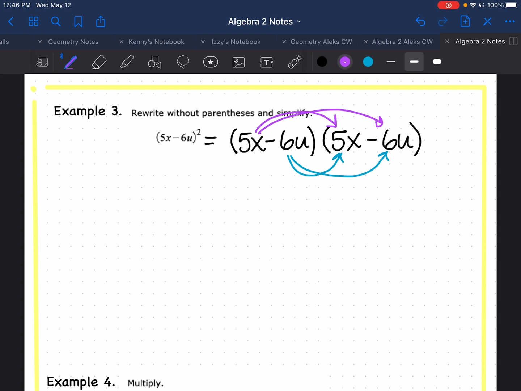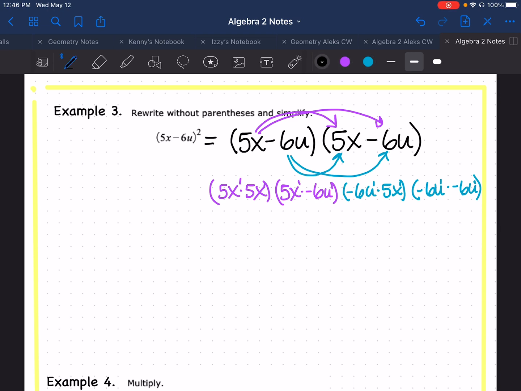So the first purple would be 5x times 5x. And then we would have, oh, I hope I have enough room, 5x times negative 6u. The first blue would be negative 6u times 5x. And then the last one would be negative 6u times negative 6u. All right, all these ones have exponents of 1.